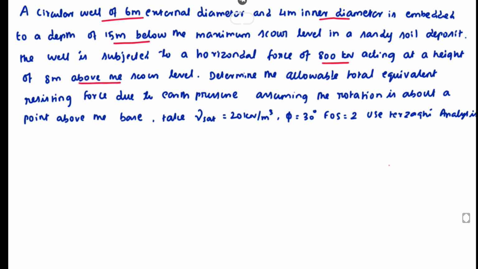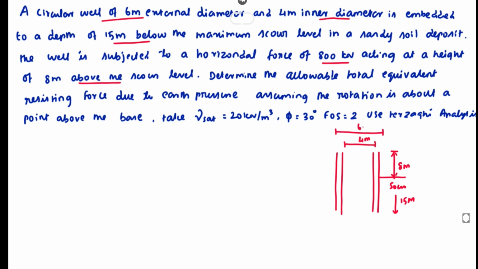So now we can draw the well diagram. This is the well, and this is the scour level. The height above the scour level is 8 meter. The height below the scour level is 15 meter. The inner diameter of the well is 4 meter, and the outer diameter of the well is 6 meter.